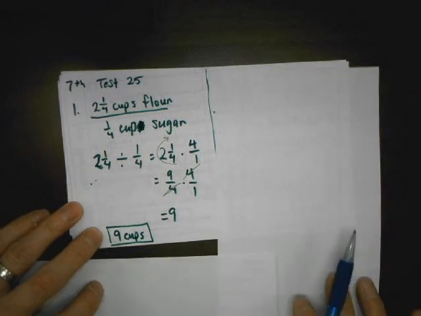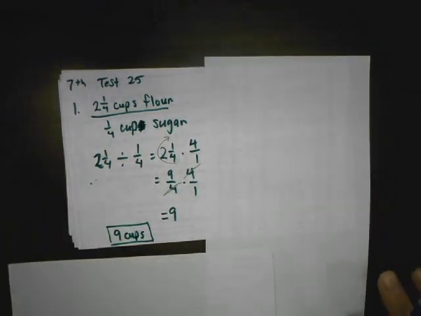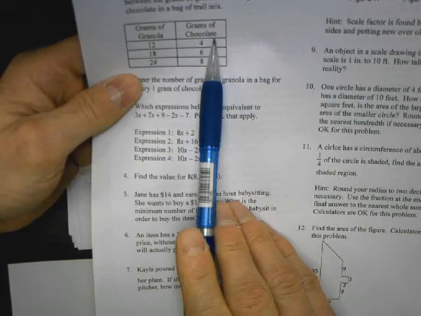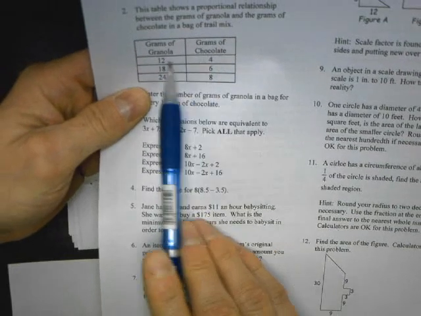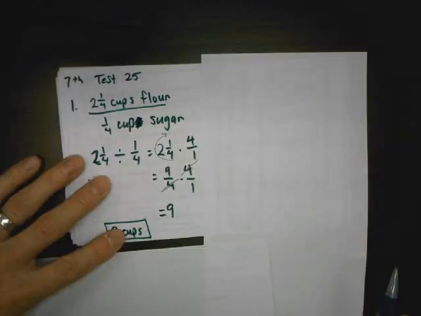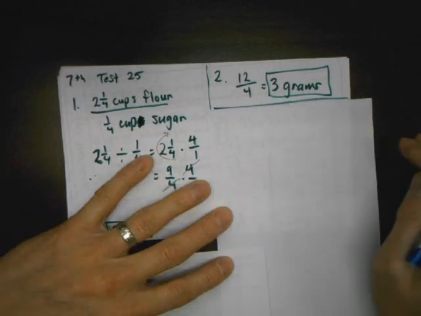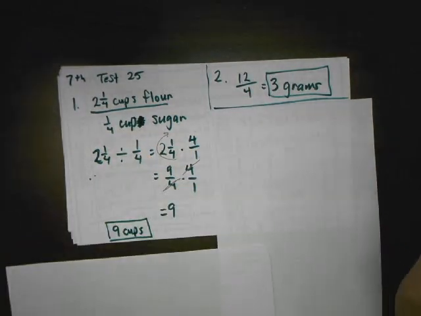Problem number 2 says the table shows a proportional relationship between the grams of granola and the grams of chocolate. So since they said chocolate second, I'm going to put chocolate on the bottom. So I'm going to take one of these coordinates, 2, 4, and put 2 over 4 and I get 3 grams. What that means is there's going to be 3 grams of granola for every 1 gram of chocolate because I put chocolate on the bottom.